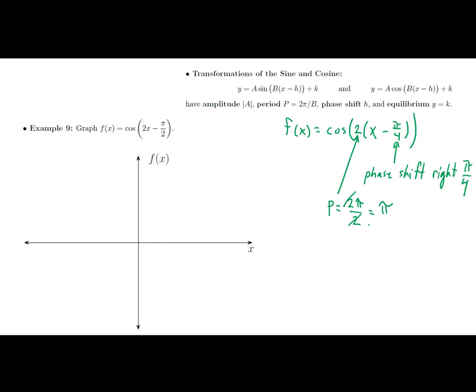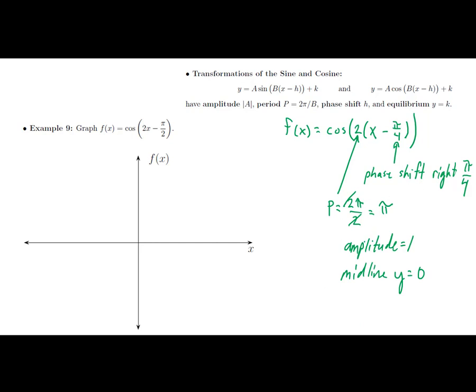All right, so I know my period. I know that I'm shifting pi over 4. My amplitude is 1, and I don't have a change in midline, right? So maybe just to be careful here, I'll mention amplitude is equal to 1, and the midline is just y equals 0.